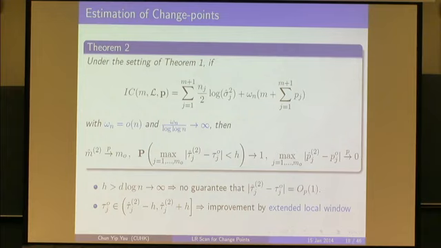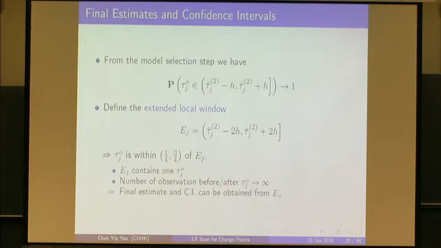However, this is an h, but not a constant. So it means that there's no guarantee that tau hat 2 minus tau is big O(1), which is the traditional result. But we know that the true one is within the h neighborhood of tau hat 2. So we can do some improvement by introducing the extended local window to improve the estimation.